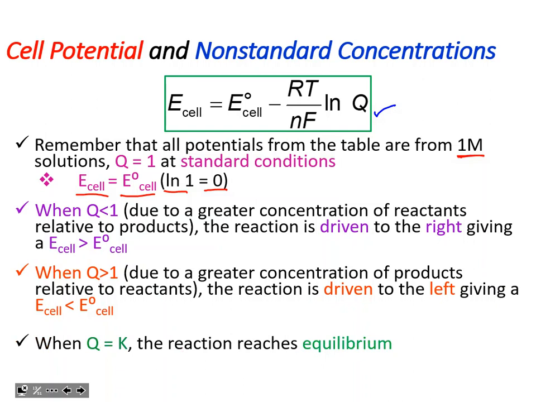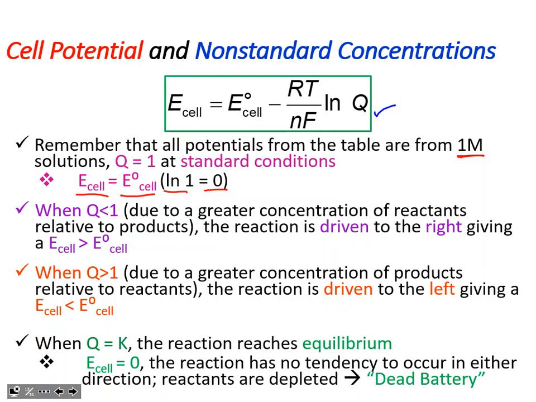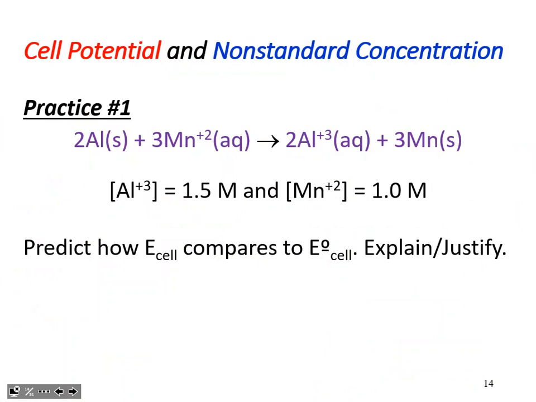And don't forget, at equilibrium, Q and K are equal, which means, what does that mean? That means that the reaction has no tendency to occur in either direction, so there's no flow of electrons. The reactants are depleted, so the electrons can't flow in one direction, and they've all gone down to a free energy of 0, so you basically have a dead battery where you do not have a flow of electrons. So all this stuff up here is important, especially in the next set of practice problems that we're going to do. Taking a look at those practice problems.